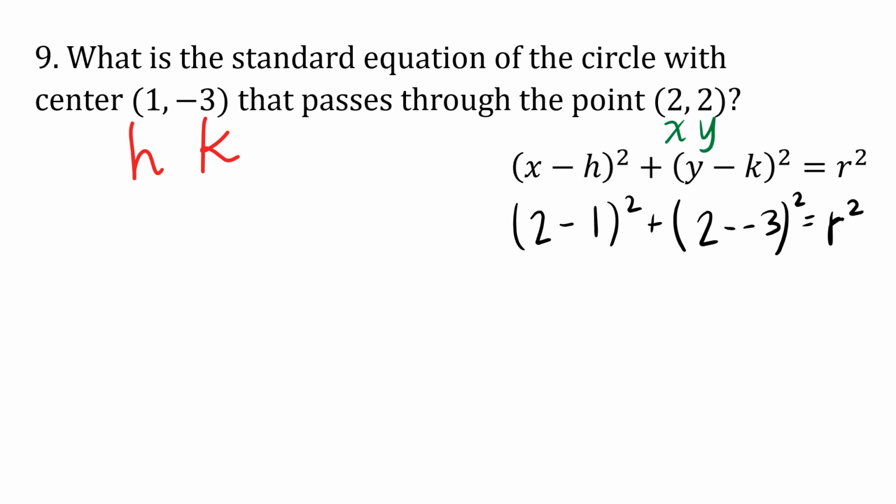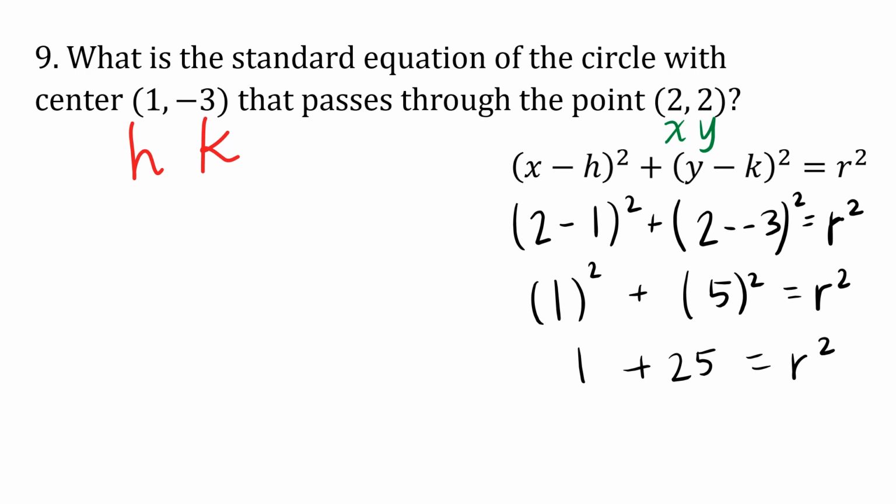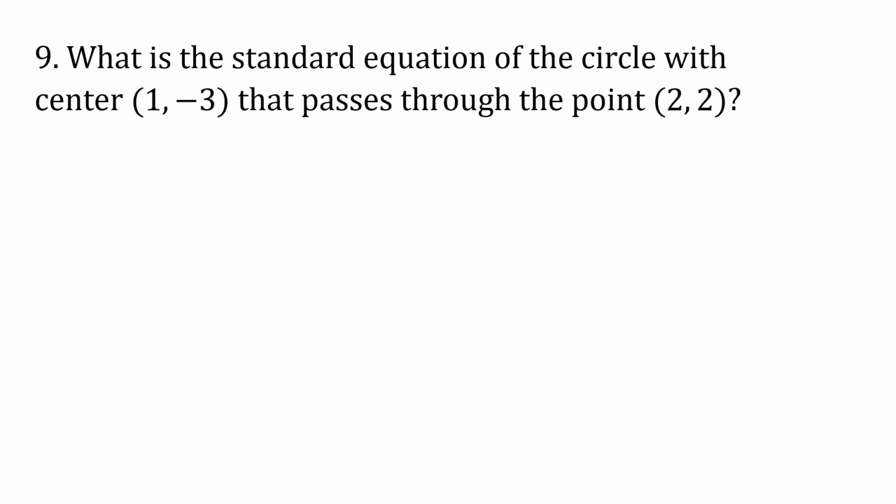Now let's go ahead and change that double negative to a positive, and then add those together. 2 minus 1 is 1. 2 plus 3 is 5. All right, so we have 1 squared plus 5 squared. 1 squared is 1. 5 squared is 25. All right, so r squared is 26. Now, don't worry about getting r by itself. We don't need r by itself. We needed to know what r squared was, so let's just leave that alone.